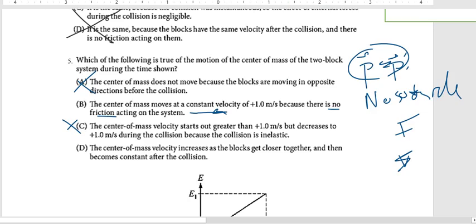Maybe the center of mass velocity increases as the blocks get closer together, then becomes constant after the collision. Well, there's nothing increasing about that graph, so it can't be that one. So if I had to go between B and C, there's no outside forces acting on the system. There is nothing to accelerate the system, is what that tells me. So I think it needs to be constant. So B is your answer.